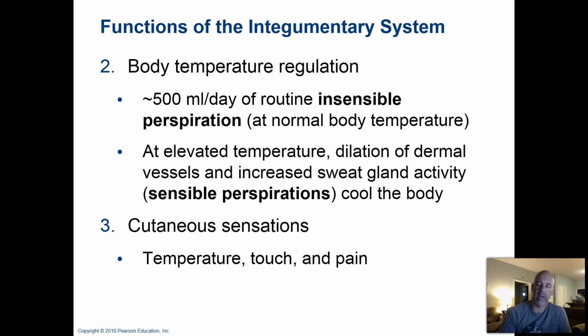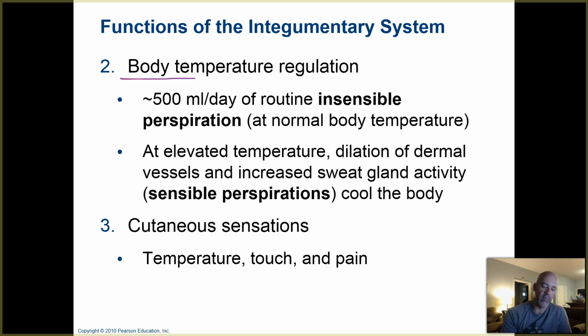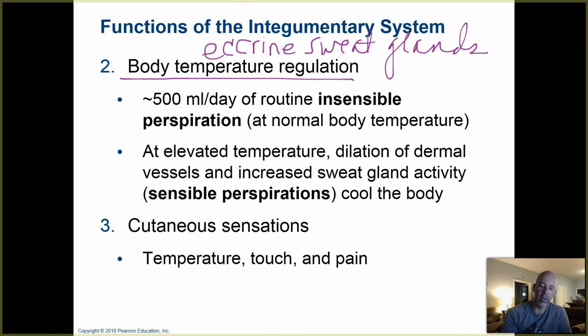All right, a little bit more. We've talked about this before too. We talked about it in Unit 1. Body temperature regulation is an important function of the skin. That is mainly due to perspiration, activation of those eccrine sweat glands. When they get activated, they secrete sweat onto the surface of the skin. As that sweat on the surface of your skin evaporates, evaporation of water actually uses heat. It takes heat to make that happen.